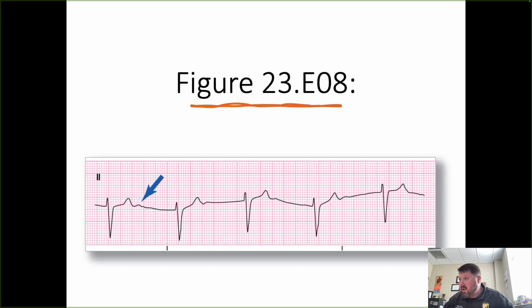So my rate is 50. It's regular. My P wave is absent. My PRI is absent. And then my QRS looks to be, so measuring from right here to about right there, so it looks to be about 0.10 or so. So again, this is a junctional rhythm or a junctional escape rhythm.